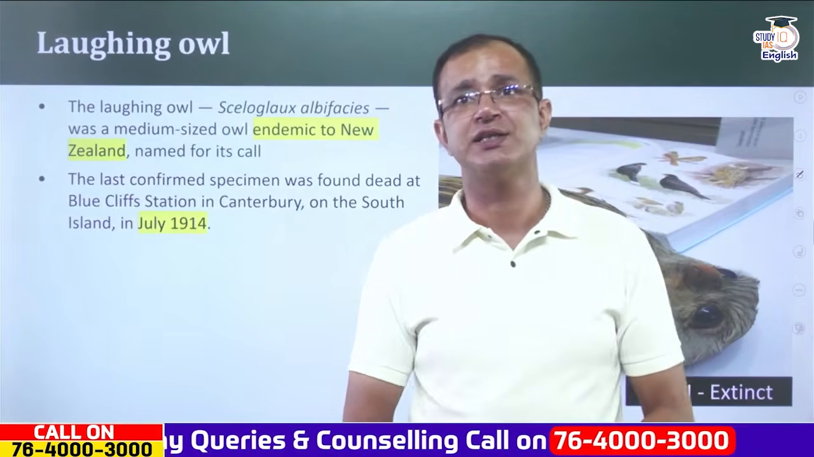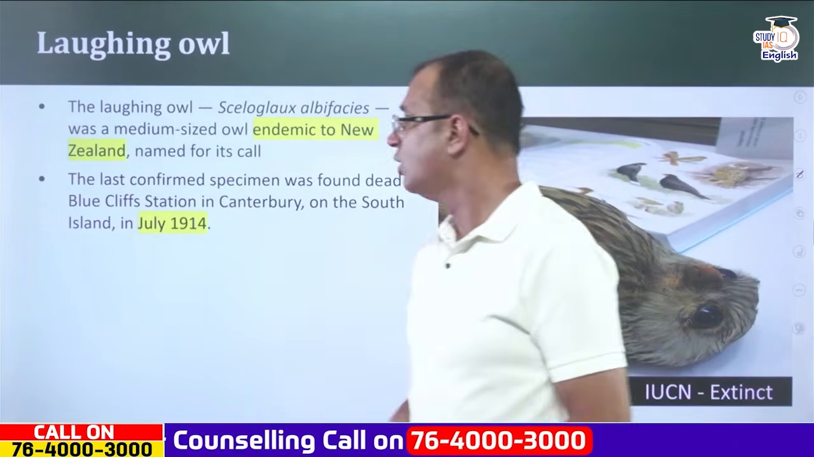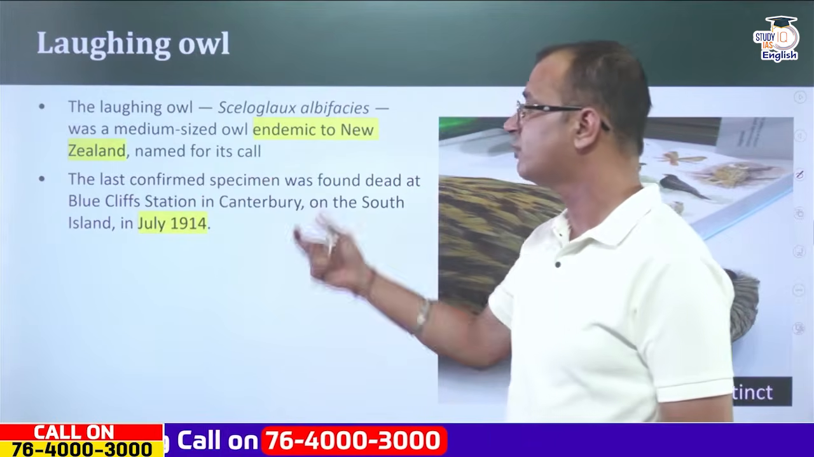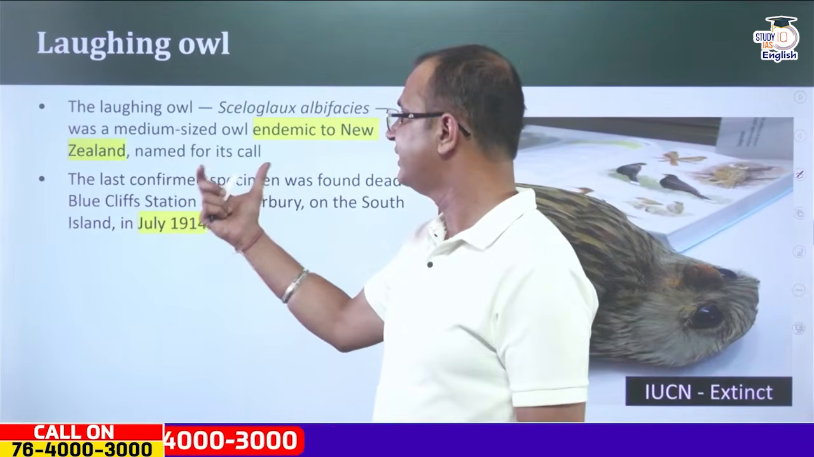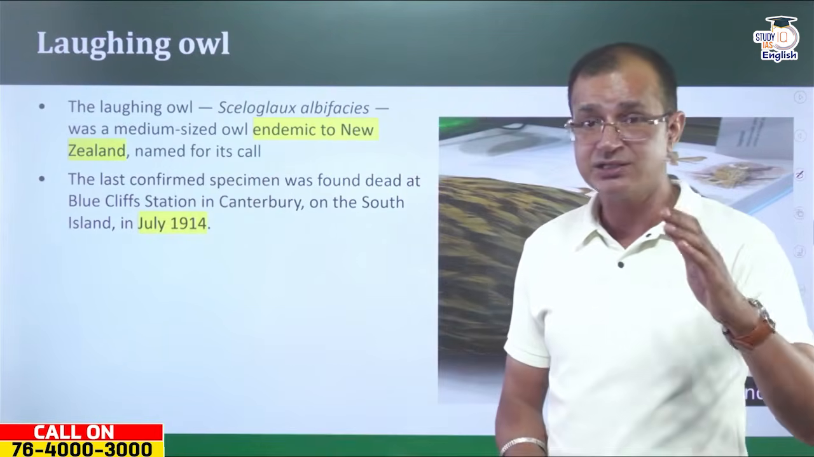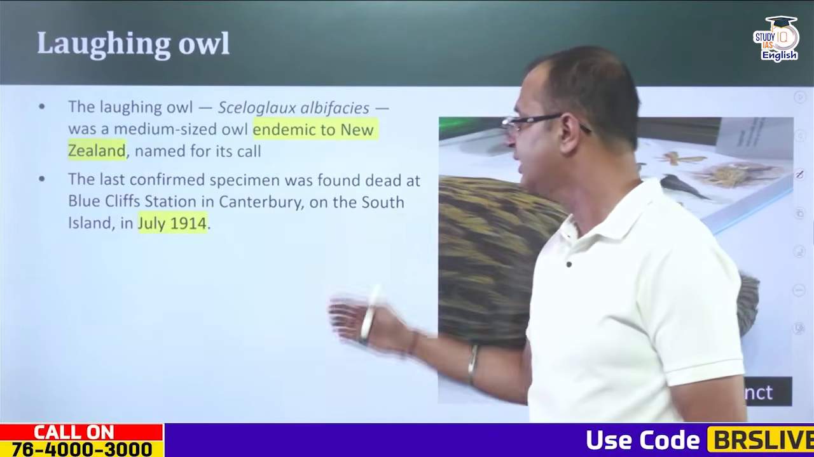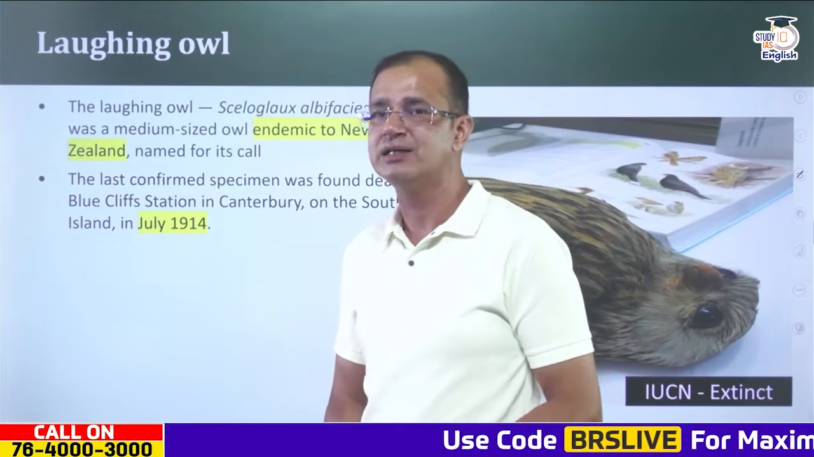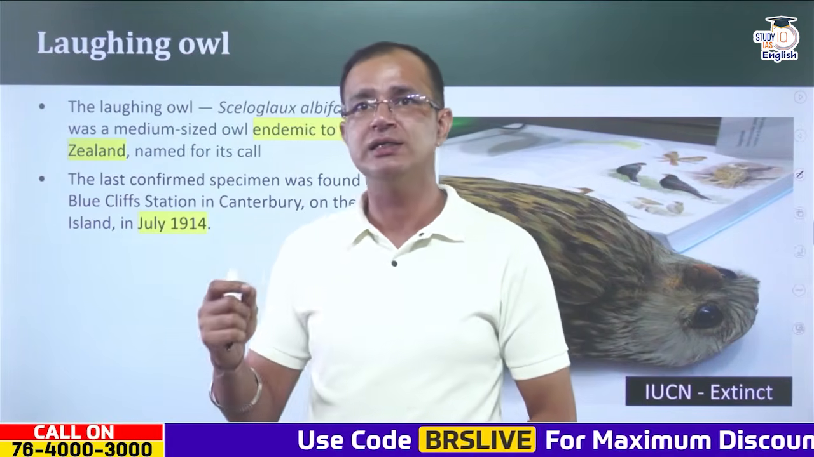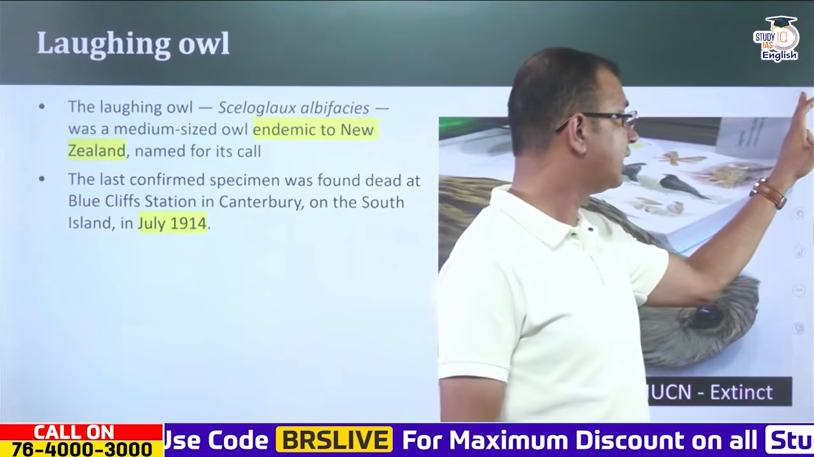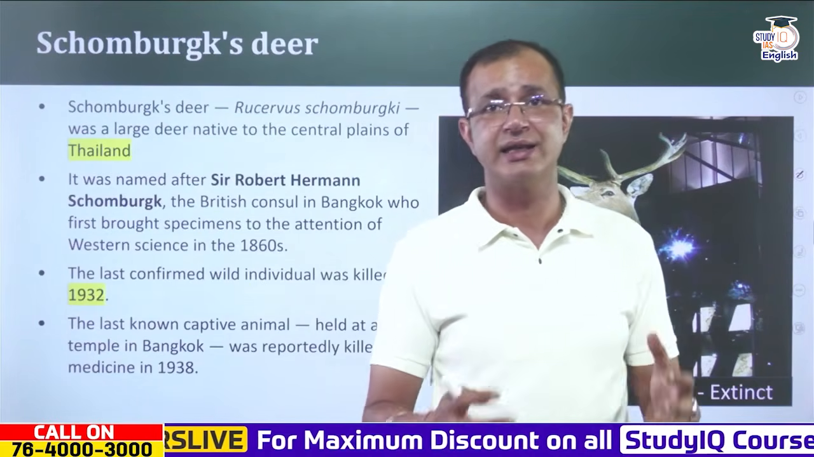Now, the next species is the laughing owl. The laughing owl was a medium-sized owl that was endemic to New Zealand and named for its call. The last confirmed specimen was found dead at the Blue Cliffs Station in Canterbury on the South Island in July 1914. And this is the laughing owl that is again extinct.